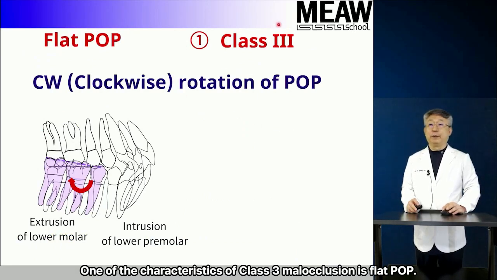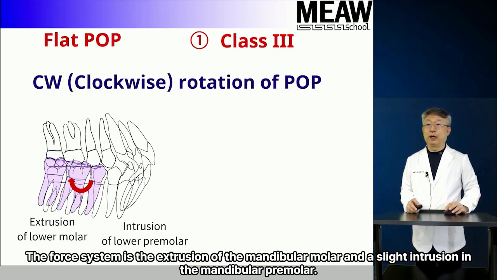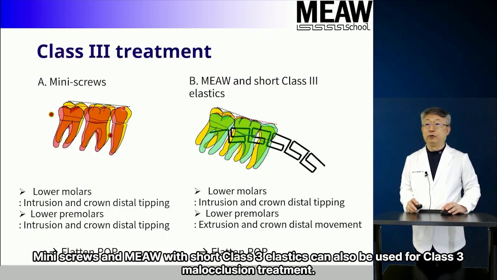One of the characteristics of class 3 malocclusion is flat POP. Flat POP must be changed clockwise. The force system is the extrusion of the mandibular molar and a slight intrusion in the mandibular premolar. Mini screws and MEAW with short class 3 elastics can also be used for class 3 malocclusion treatment.